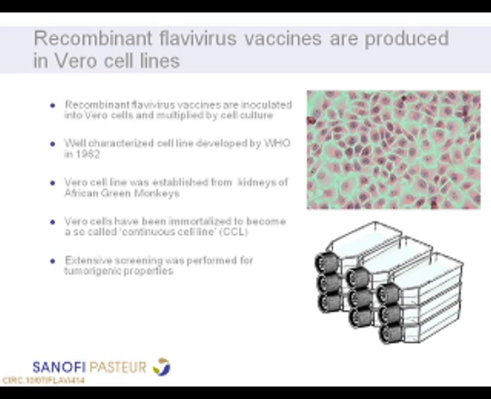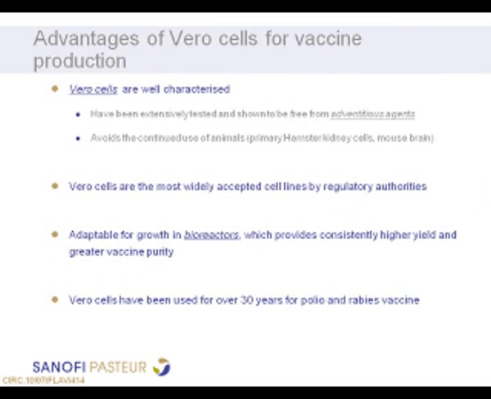And we use Vero cells. There are a number of advantages for these cells. They are very well characterized. They're widely accepted by regulatory authorities. They grow really nicely in bioreactors, and you can get high yields of vaccine virus. And they've been used successfully over 30 years with the polio and rabies vaccines.